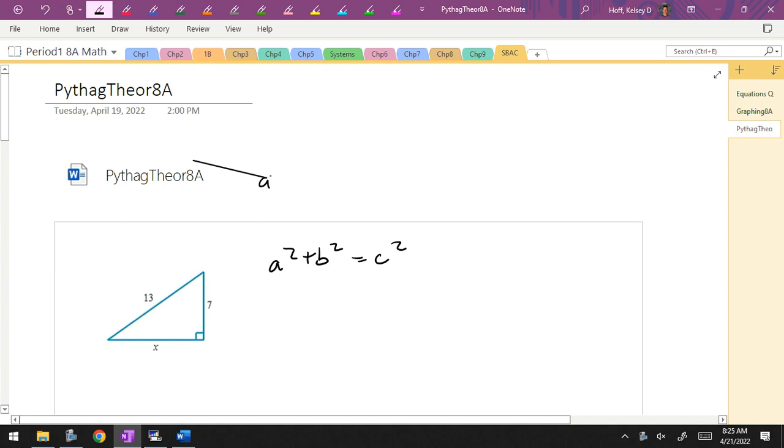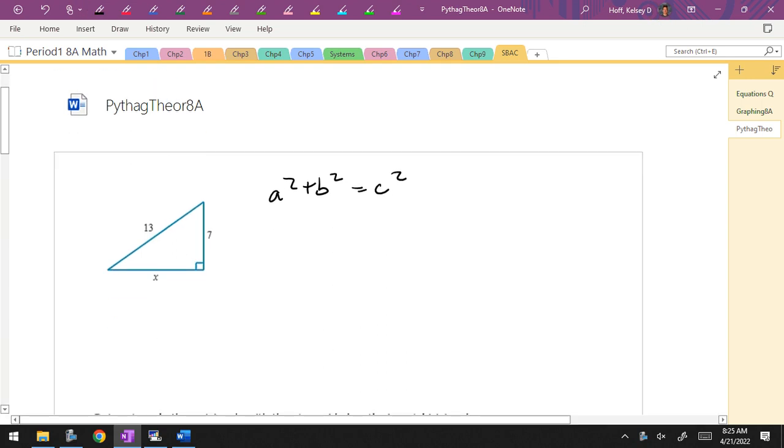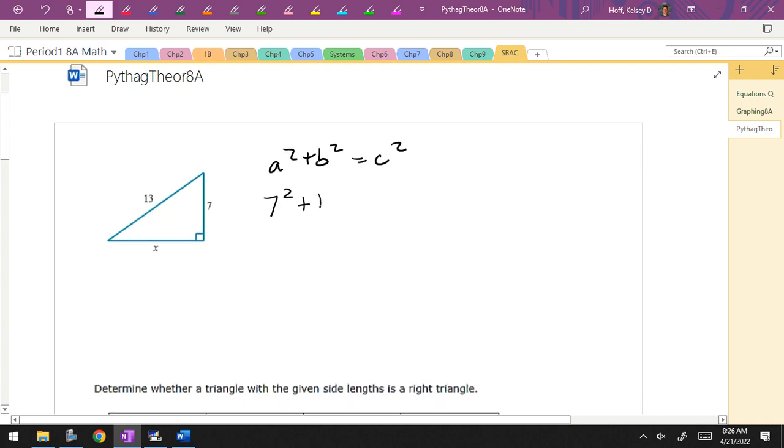Nice job, Marilyn. Okay. Now the real question is, where do each of these numbers go? Because it matters. Courtney. Well, the A is like the 7. Okay, so you want 7 squared plus 13 squared equals C, X squared. Thoughts?